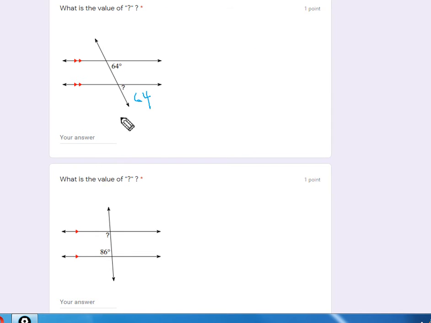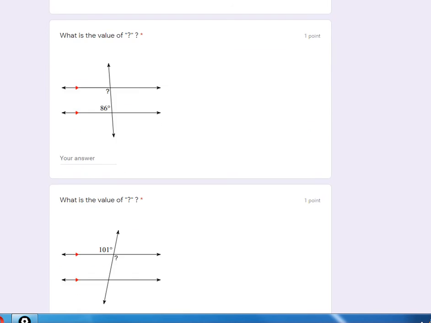Okay, so same position. Now this one, these ones would add up to 180 degrees. So to solve, you have to take 180 minus 86, and that's going to leave you with 94. So that angle is going to be 94.